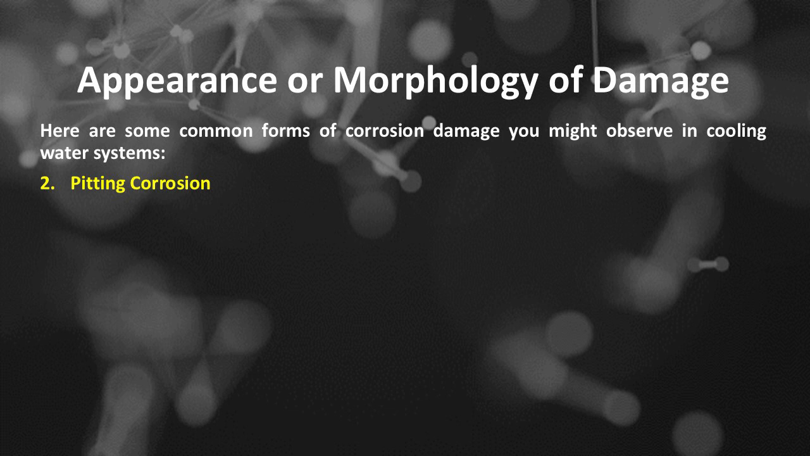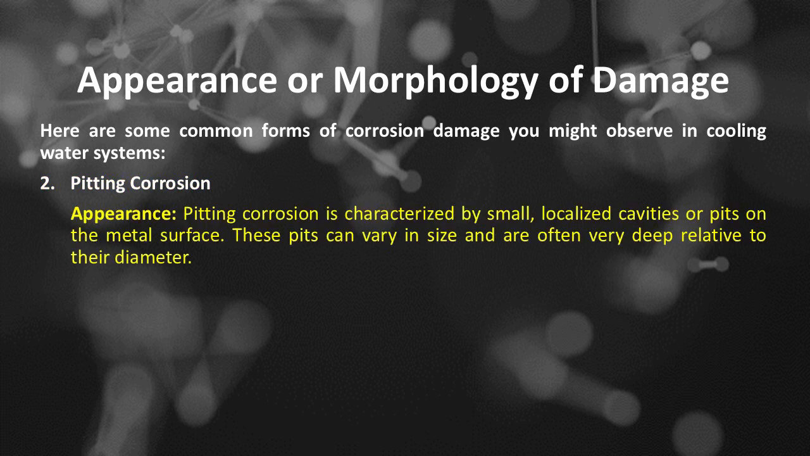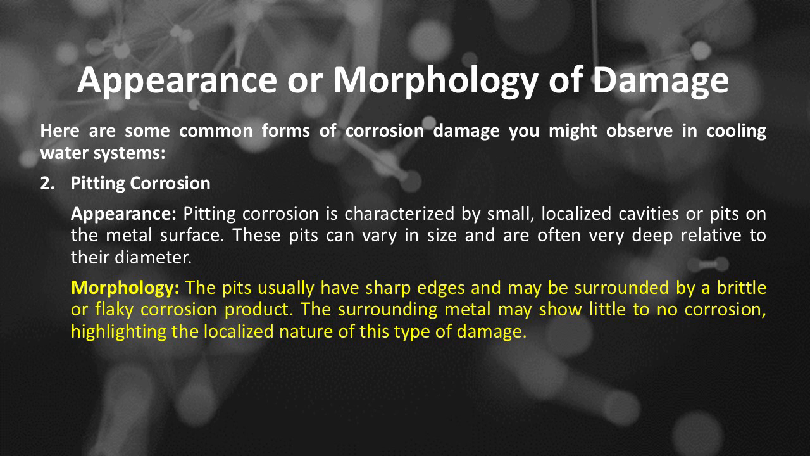Number 2 is pitting corrosion. Pitting corrosion appearance. Pitting corrosion is characterized by small, localized cavities or pits on the metal surface. These pits can vary in size and are often very deep relative to their diameter. Pitting corrosion morphology. The pits usually have sharp edges and may be surrounded by a brittle or flaky corrosion product. The surrounding metal may show little to no corrosion, highlighting the localized nature of this type of damage.